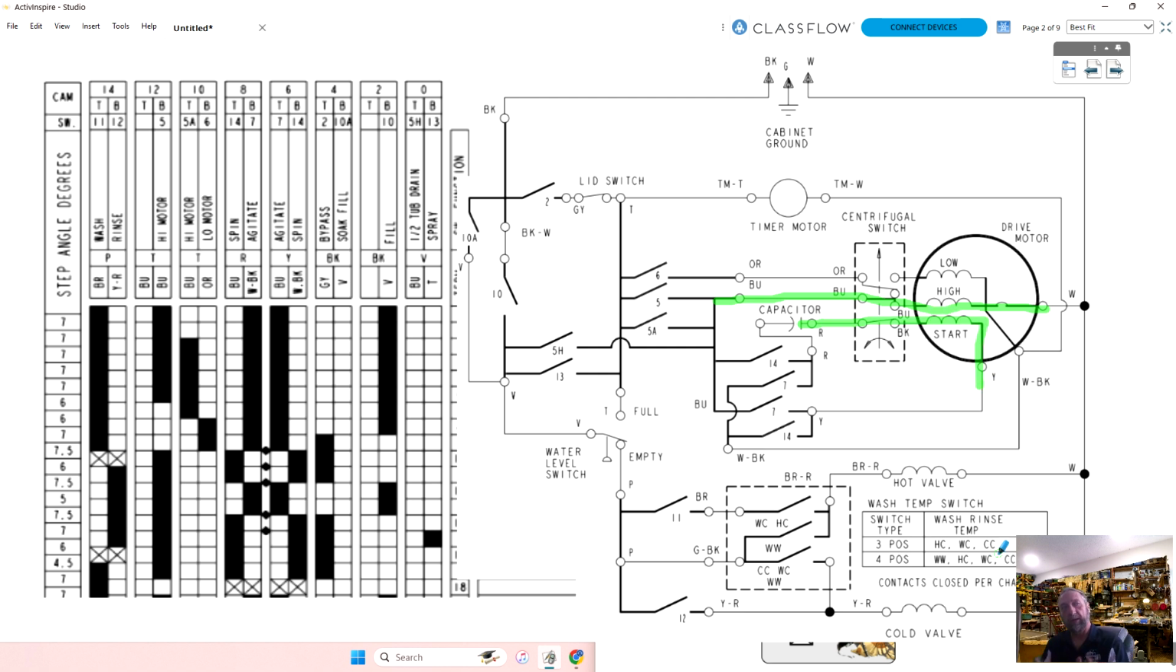If you went to this machine and I said it ran in wash and hummed in spin, or ran in spin and hummed in wash, our problem is not the motor. The problem is most likely the timer or something that changes the direction of the motor. Now, what if the motor hummed in both cycles?